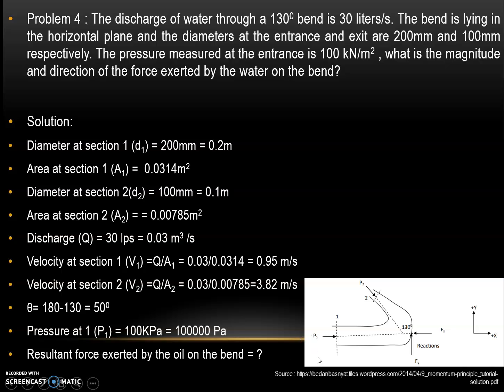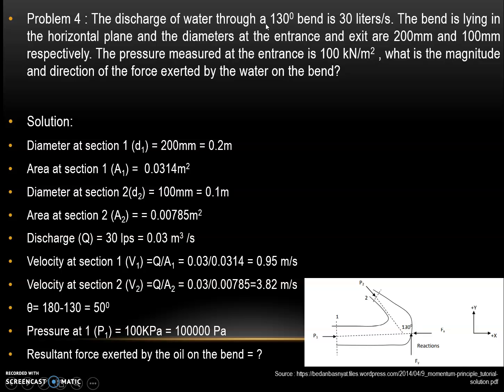Velocity at section 1 V1 equal to Q by A1. Q is 0.03 divided by A1 is 0.0314, which is equal to 0.95 meter per second. Velocity at section 2 V2 equal to Q by A2, which is equal to 0.03 divided by 0.00785, which is equal to 3.82 meter per second.